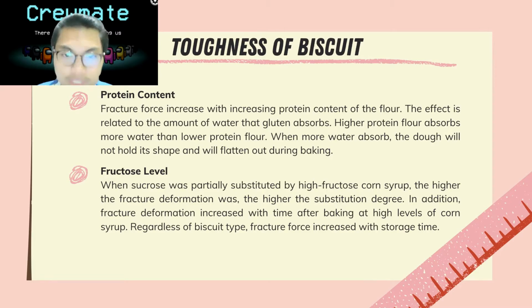So the second point is fructose level. When sucrose was partially substituted by high fructose corn syrup, the fracture deformation was higher, and the higher the substitution degree, the higher it was. In addition, fracture deformation increased with time after baking at high levels of corn syrup. Regardless of biscuit type, fracture force increases with storage time. So I will go to the method on how to measure the toughness of the biscuits.